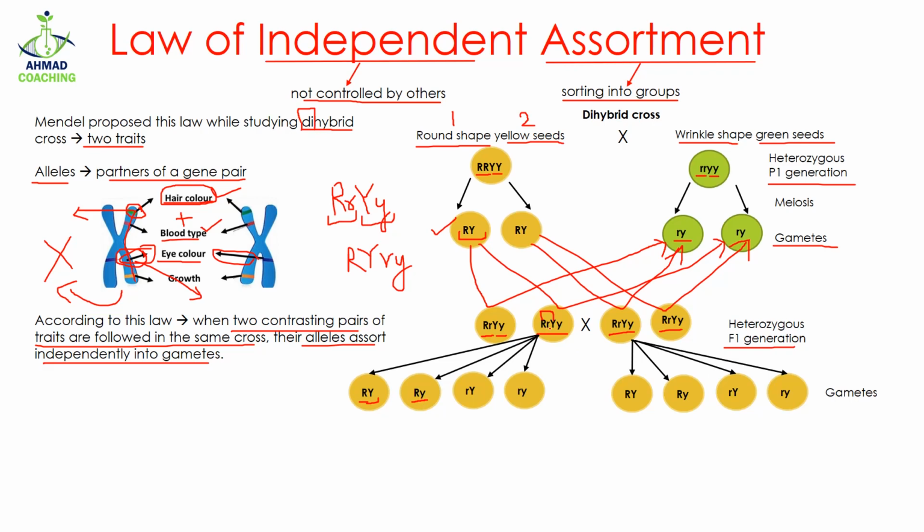Similarly, the small r can also go with the capital Y, and it can also go with the small y. Why? Because they are not dependent on each other, they are independent. Similarly, here we also have capital R with capital Y, capital R with small y, small r with capital Y, and small r with small y. So these are the gametes.